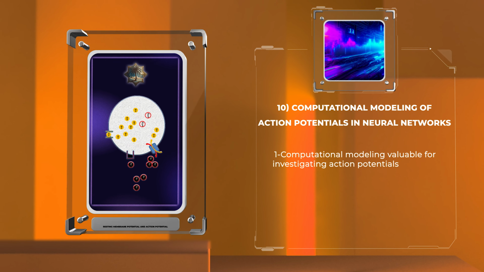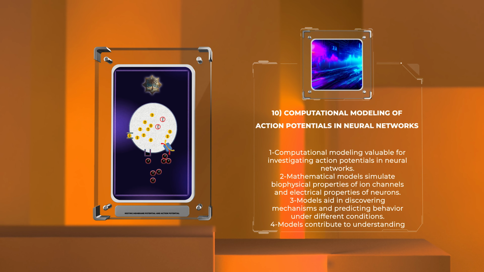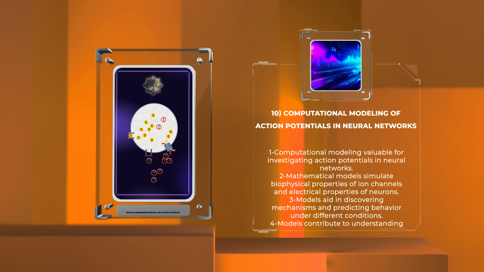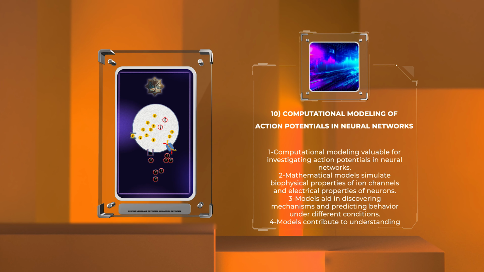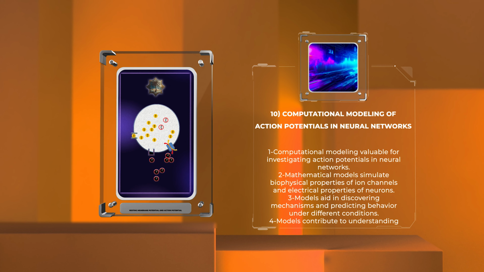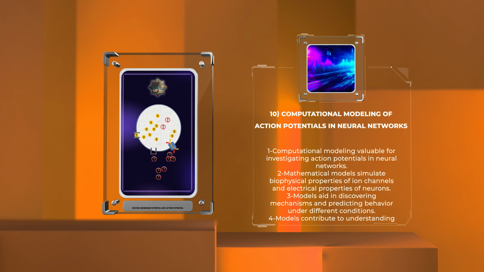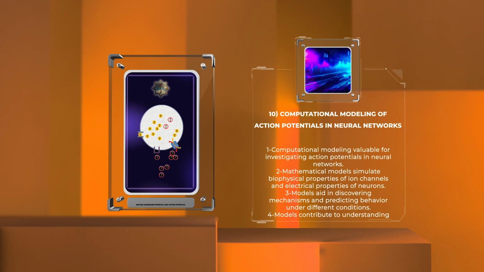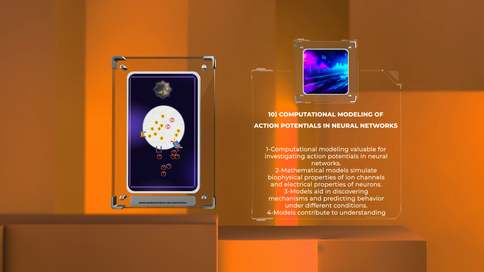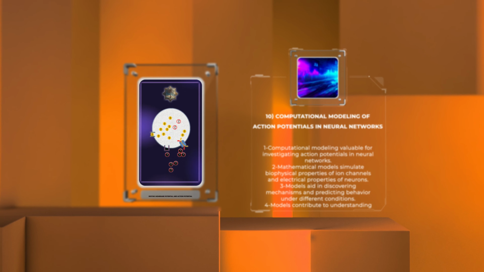Computational modeling has emerged as a powerful tool for investigating action potentials in neural networks. By developing mathematical models that simulate the biophysical properties of ion channels and the electrical properties of neurons, researchers can gain insights into the complex dynamics of the nervous system. Computational models allow the manipulation and visualization of various parameters, aiding in the discovery of underlying mechanisms and predicting the behavior of neural circuits under different conditions. This approach has enabled researchers to unravel the fundamental principles governing neuronal activity and synaptic integration, contributing to our understanding of normal brain function and neurological disorders.